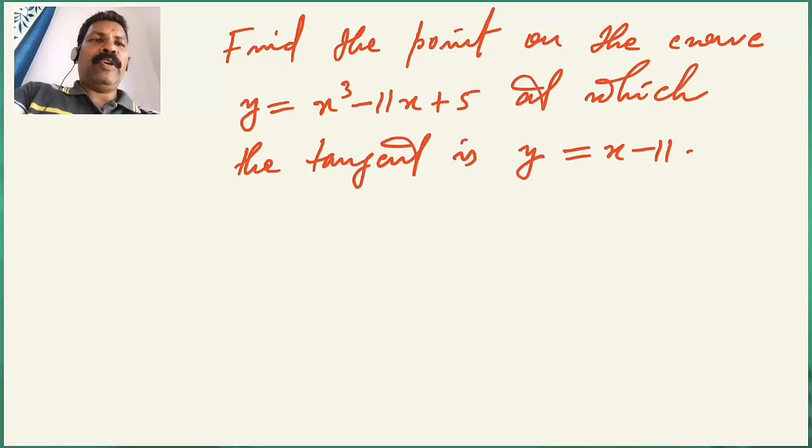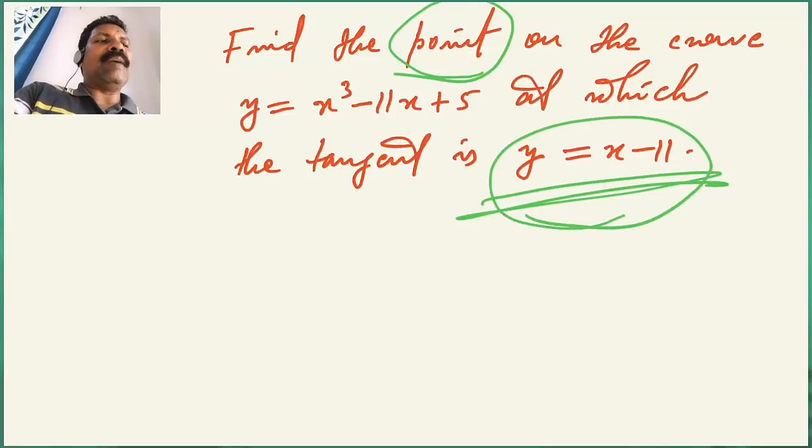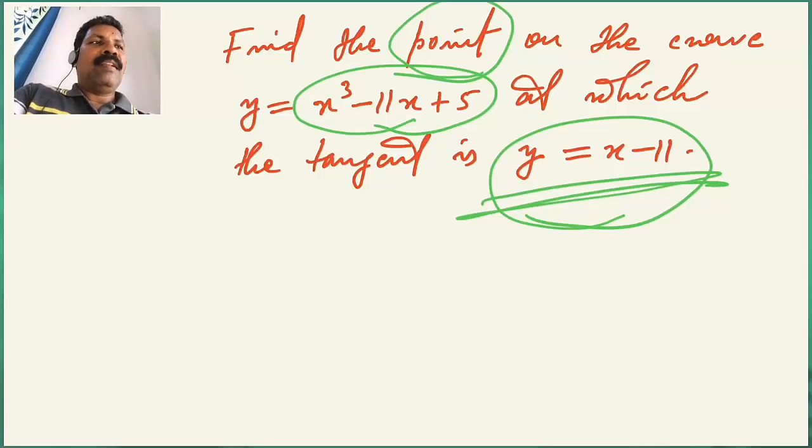Another question is, find the point on the curve y = x³ - 11x + 5 at which the tangent is y = x - 11. This time you see the tangent is given, then we have to find the point at which this line becomes a tangent. We have to find a point on this curve. At that point, the tangent should be y = x - 11.